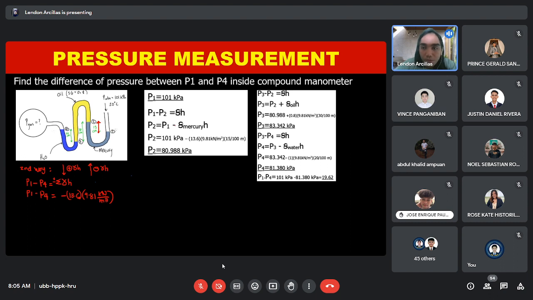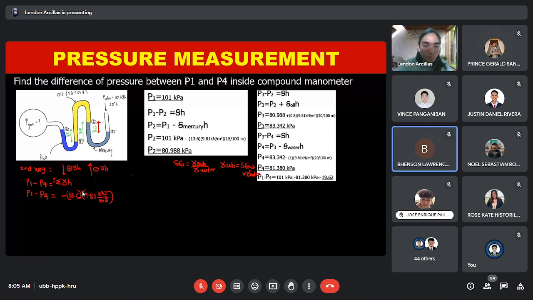Again, always remember the formula kung lagi kong sinasabi na SG equal to specific weight ng substance over the specific weight of water. Ito yung pinaka-importanteng formula natin. To find the specific weight of substance, that is the SG of substance times the specific weight of water, wherein the specific weight of water is just equal to 9.81 kilonewton per cubic meter. So gets na ba? Specific weight ng mercury, that is SG ng mercury times the specific weight of water. Gets na to?